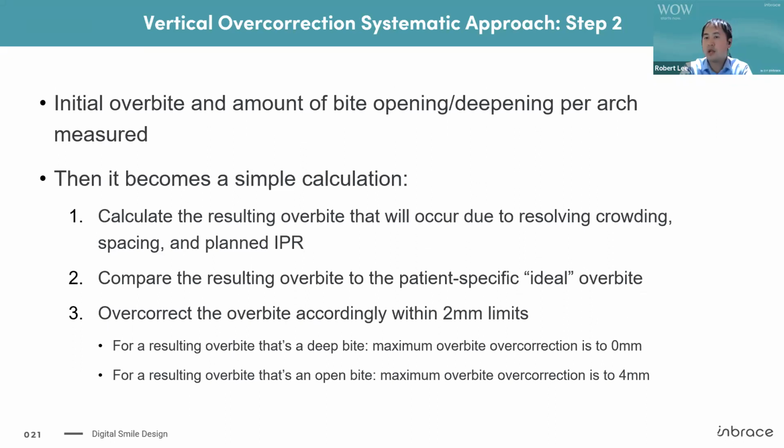Essentially after that, it becomes a calculation: you know your initial overbite, and you know about how much bite opening or deepening you're going to get. You combine those together and you get your resulting overbite. Based on your resulting overbite, you'll overcorrect accordingly. If your resulting overbite is a deep bite, you're going to overcorrect towards an open bite, and usually we say roughly a 2 millimeter limit, because we want to keep things in a controlled region of overcorrection. If the resulting overbite is an open bite, your maximum overcorrection would be towards a deep bite, about 4 millimeters. So about 2 millimeters in either direction if 2 millimeters is your ideal.